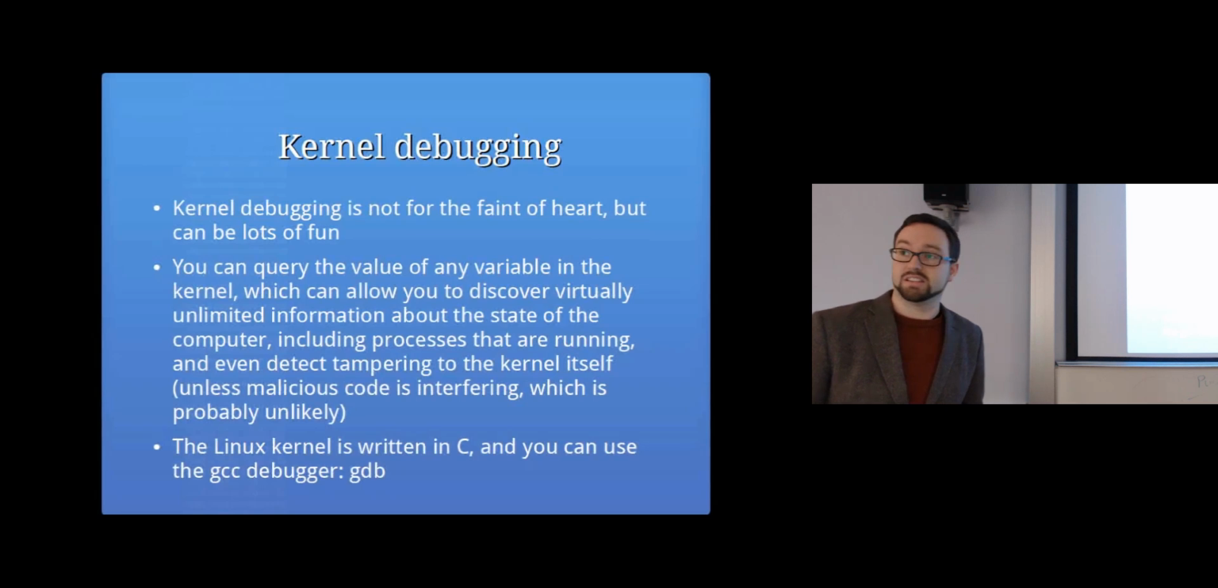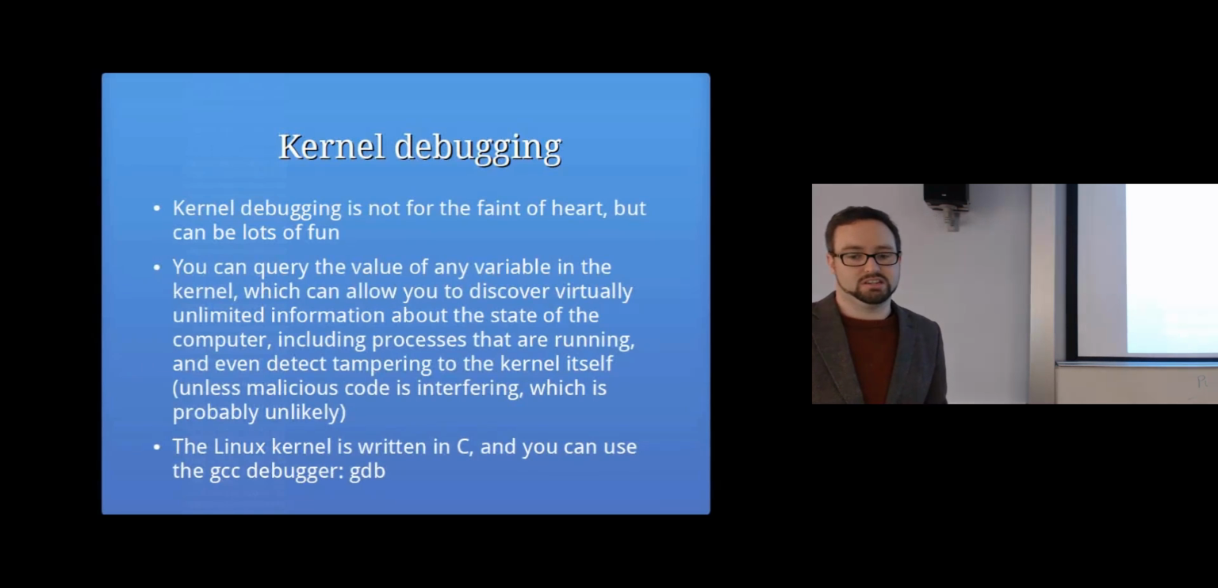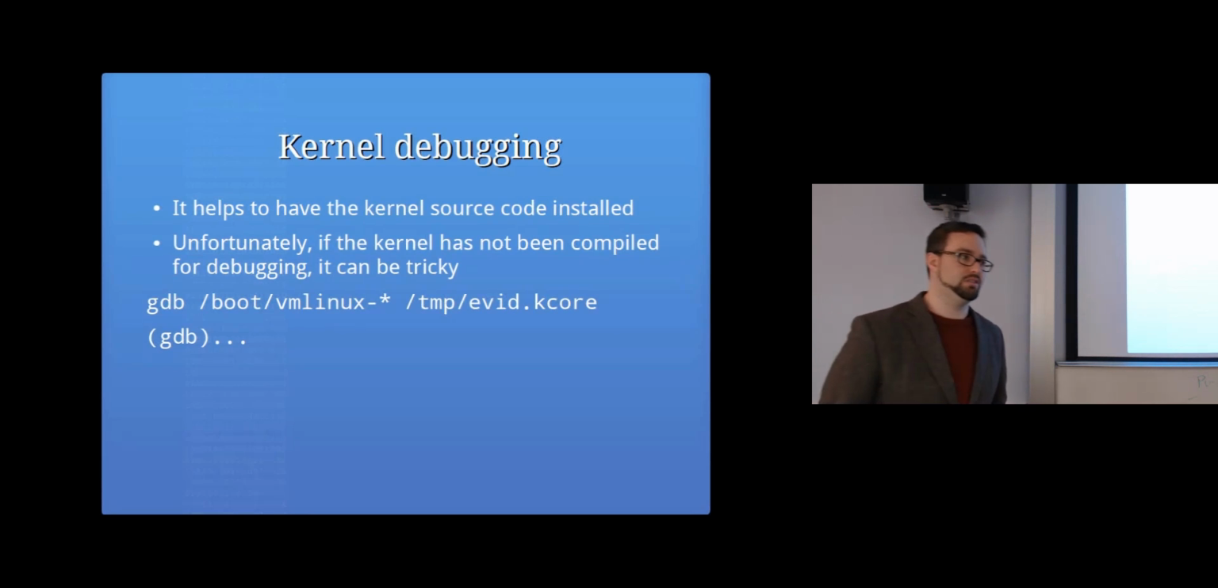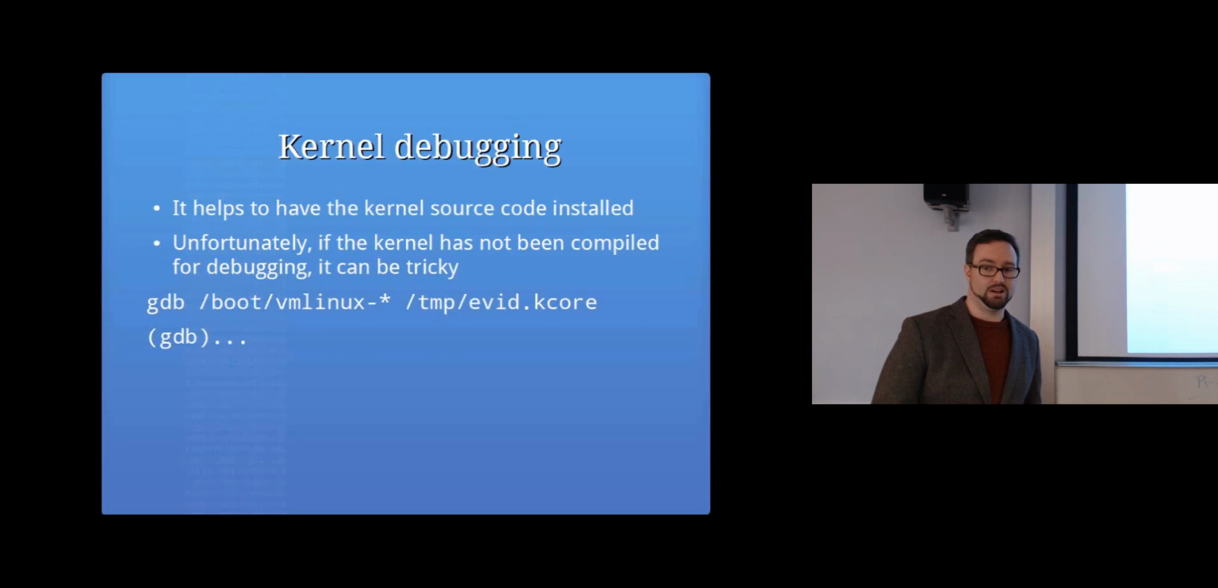The kernel's written in C, and you can use the GCC debugger if you're interested in looking into that. And it helps to have the source code installed for the kernel version that you're debugging, because then obviously it makes it easier to see what's going on. And if it hasn't been compiled for debugging, it can be quite tricky.